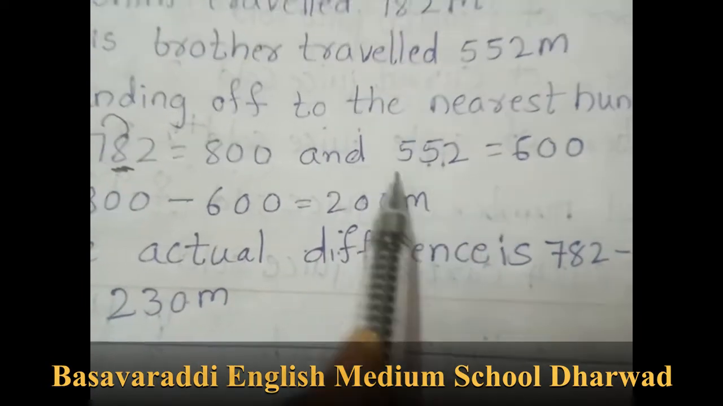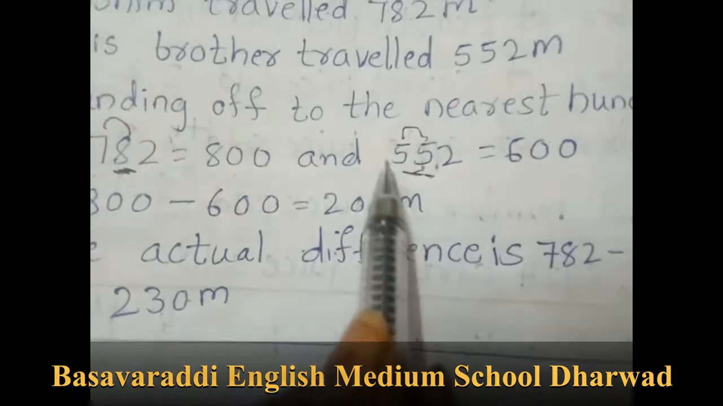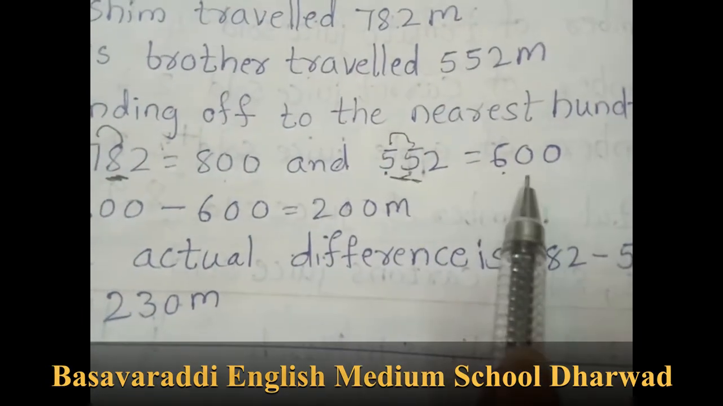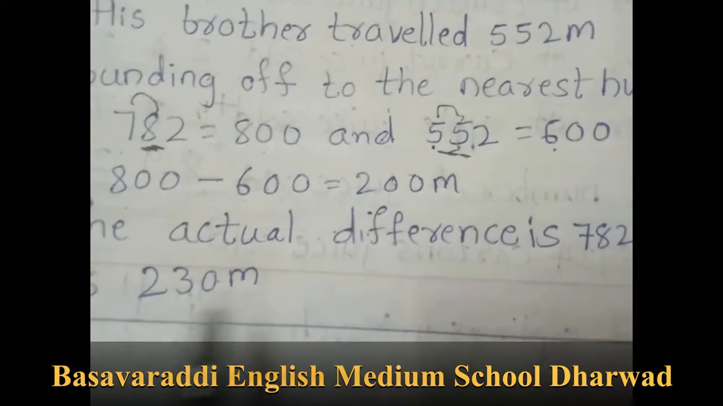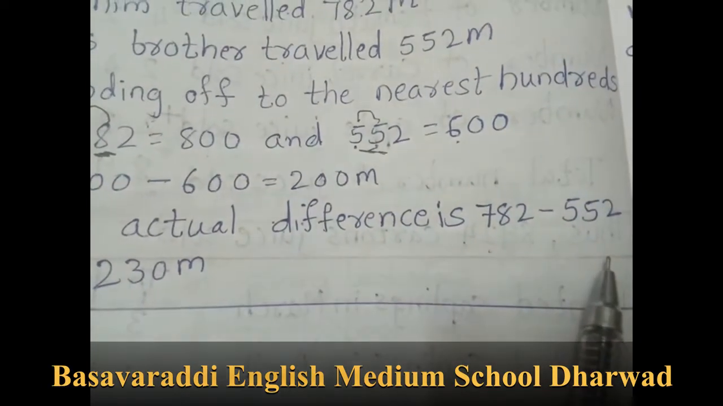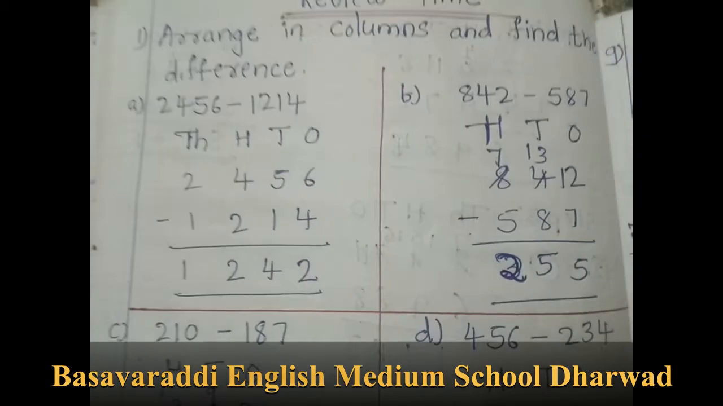And 552, we are seeing the tens place. Then again it is a push up to the hundreds place, 500. That is 5 plus 1, 6, so 600. So 800 minus 600 is 200 meters. The actual difference is 782 minus 552, which is 230 meters.